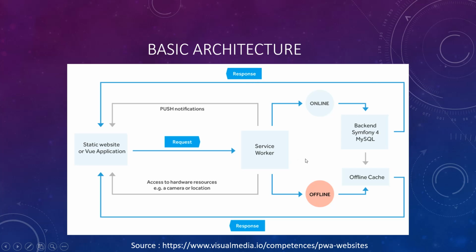But if your application is not connected to the internet, then the service worker accesses your API's data from the offline cache and responds back to the application in the same way. Also, the service worker controls the push notifications and you can access hardware resources of your device like camera or location. So we can say that the service worker is the heart of your application, which controls almost all the artifacts in your progressive web application.